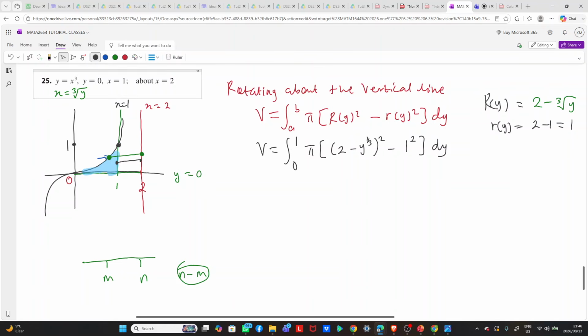Okay, so then now, what if the axis of revolution was x equals maybe say minus 1? We need something like that now. Okay, so if you think about it, instead of revolving about this line, we revolve about this line. What was going to be our big R of y? And what was going to be our small r of y?